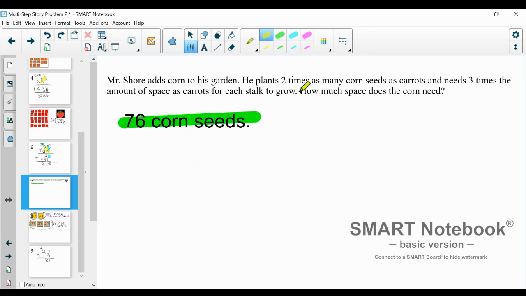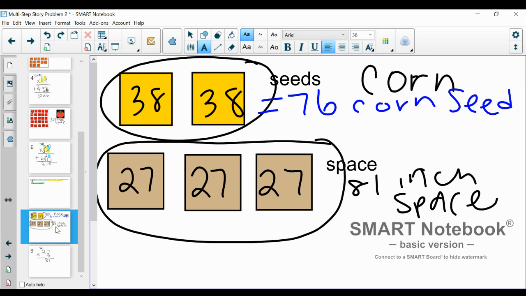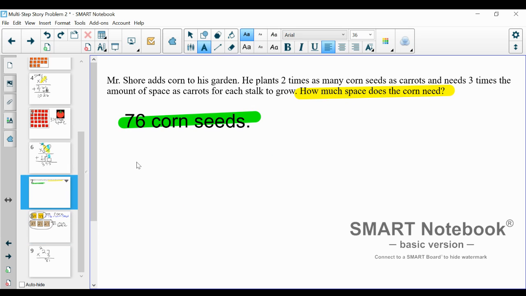And this is a good example of how we didn't necessarily need to find how many seeds there were, but it's good to uncover all the quantities in the story problem, because what if there's another question next that says, and how many seeds did he need, right? So here our answer is 81 inches of space.